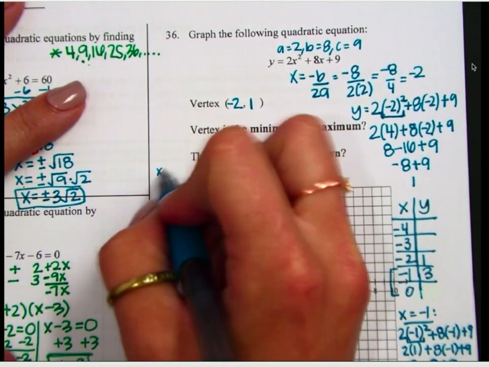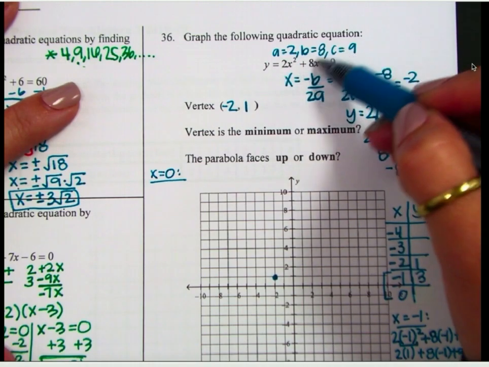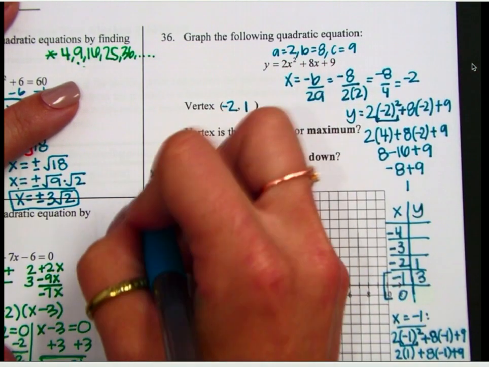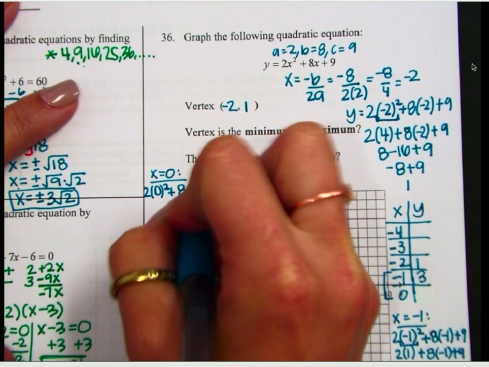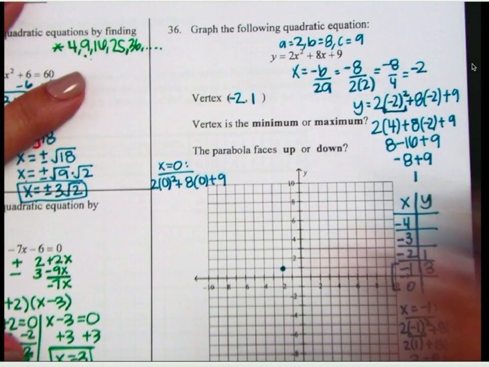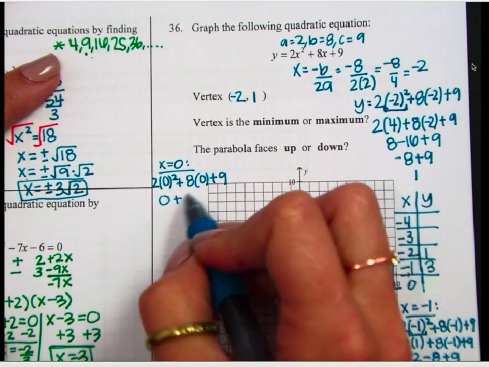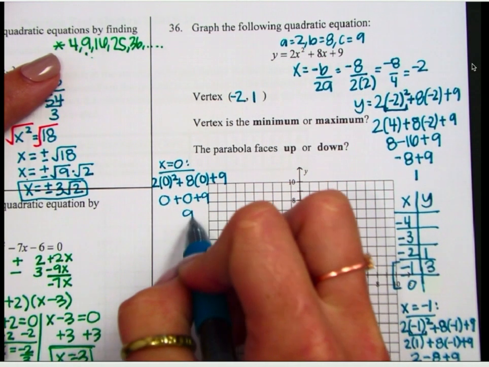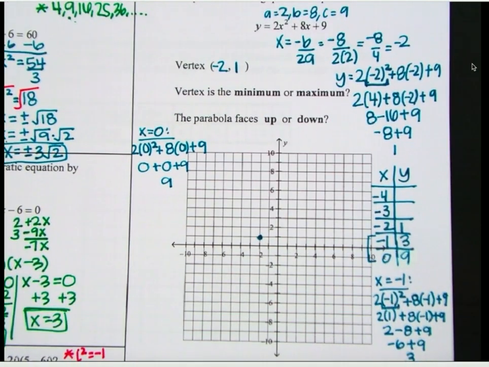So if I were to plug in 0, some of you remember the shortcut, cancels, cancels, and my answer is 9, but I'll just go ahead and show you. If you were to plug in 0, 0 squared is 0, and 0 times 2 is 0. 8 times 0 is 0, plus 9, we end up with 9. So there's another ordered pair on our graph.